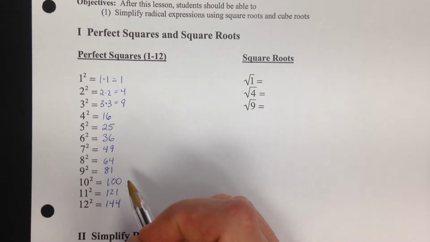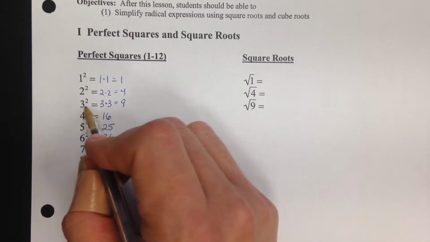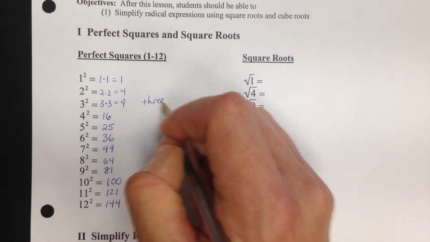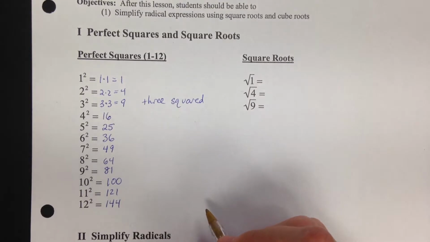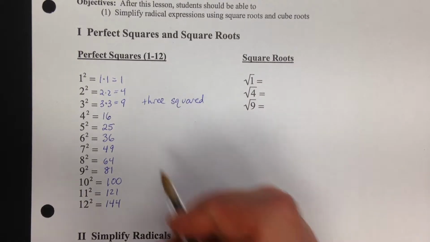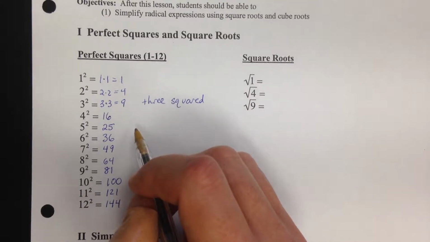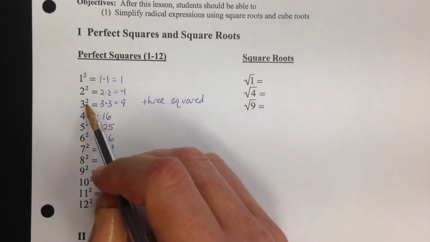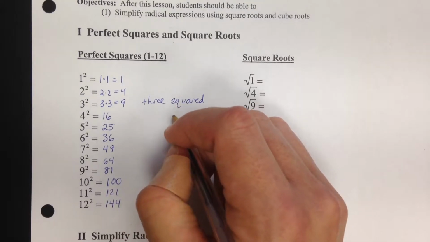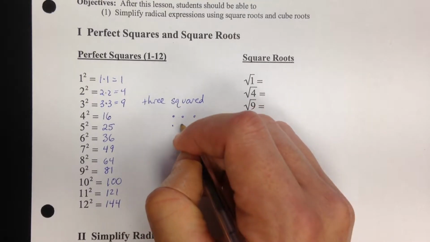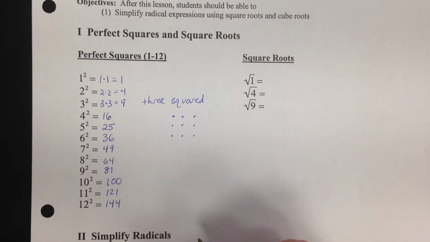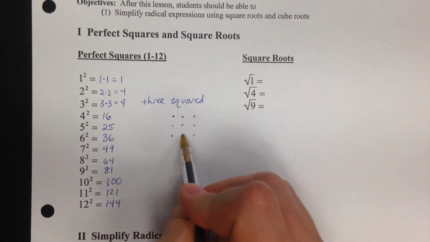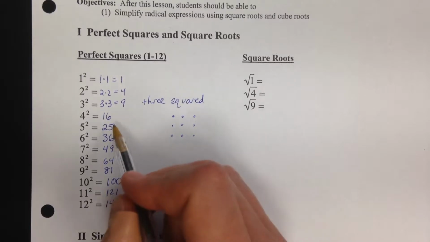Why do we use the term squared? Why do we say 3 squared? Well, the way that people used to think of this in ancient times, they didn't think of math in terms of symbols, they thought in terms of visuals. So 3 squared was actually a square of 9 dots. So why is 9 a perfect square? Because I can arrange them in the shape of a square.